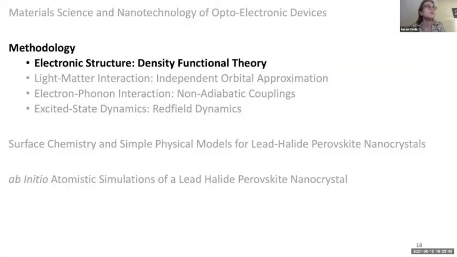And so, as I mentioned in the beginning, I am a computational chemist or material scientist. So to be able to describe electronic structure and dynamics in these systems, we need a fairly robust methodology, which I'll go through now.